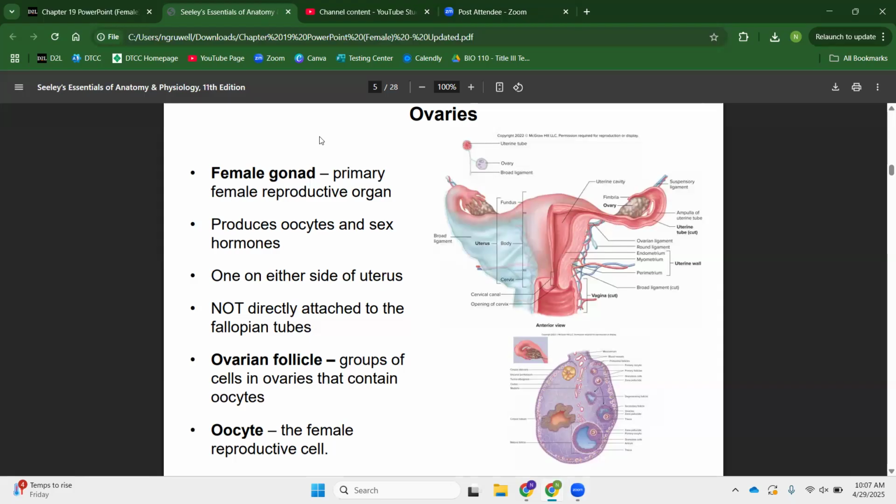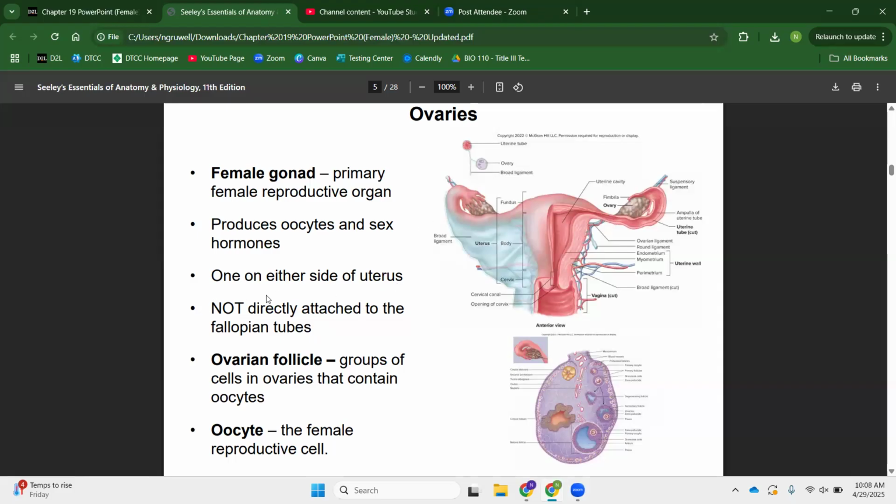So our ovaries, because they're that primary reproductive organ, are going to be responsible for production of our oocytes, also known as egg cells, as well as the female primary sex hormone. And we'll talk about the hormones on their own a bit later down the line. So like I said, there's two different ovaries, one on either side of the uterus.